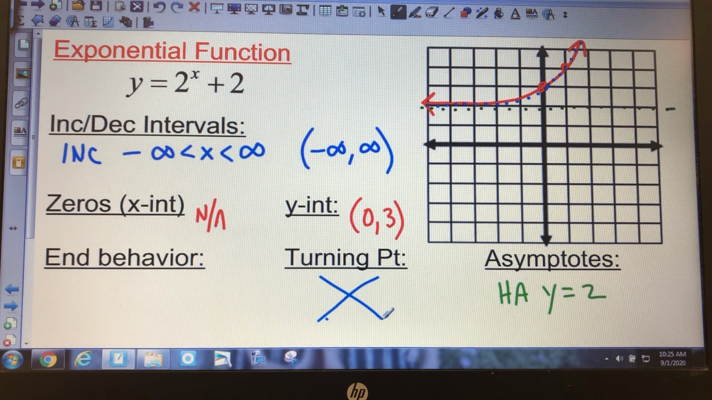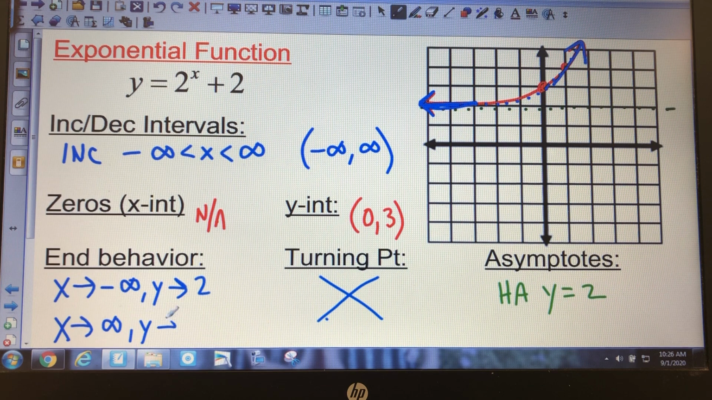Our end behavior, as we go to the left, be careful here. X approaches -infinity. Y approaches 2. That's your horizontal asymptote. So as we keep going to the left, x is going to get smaller and smaller and smaller. Y is going to get closer and closer to that 2. Your right-hand end behavior, as we're going to the right, x approaches positive infinity, and y also approaches positive infinity. Okay? So that's your typical exponential function.